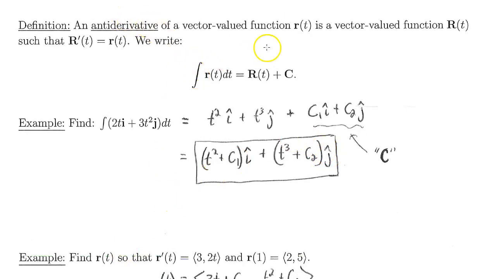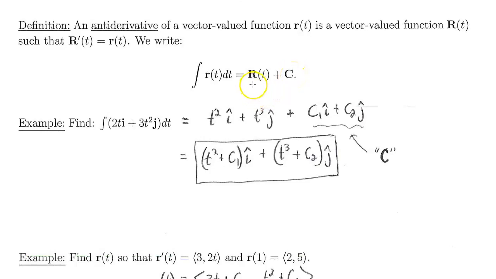So an antiderivative of a vector valued function r of t is a vector valued function capital R of t that has the property that the derivative of the capital R equals the lowercase r. That's just the definition of antiderivative here. So we write that the integral of this r of t is this big R of t, plus c. This is plus a constant, but it's actually not a constant number, it's a constant vector.